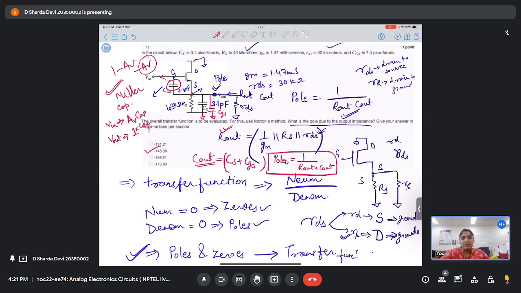We simply find that particular node's capacitance and resistance, multiply them, and take the reciprocal of it. That will give you a pole. Likewise, we also found out how to find the zero. And when you put all the poles and zeros together, there is a high chance that you'll get a transfer function, because the moment you get poles and zeros, you put zeros in the numerator and poles in the denominator, multiply all the poles together, multiply all the zeros together, and when you open it, you'll get a transfer function.